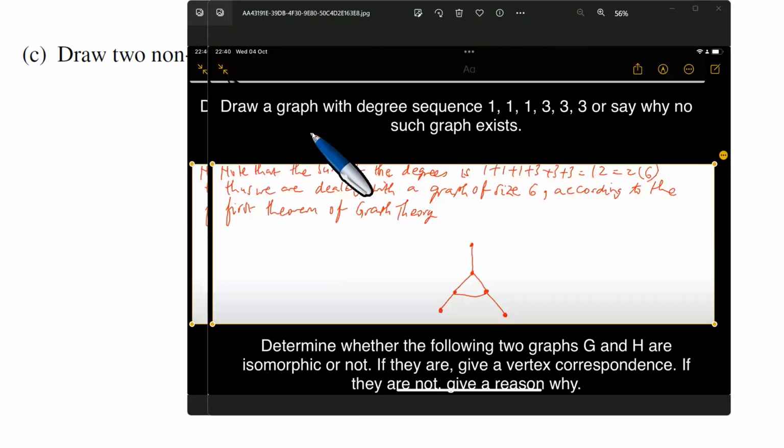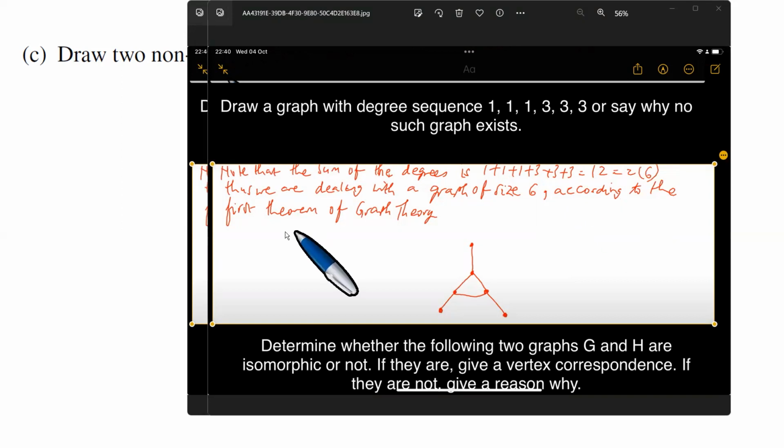So here we're to draw a graph with degree sequence, for instance, triple one and triple three, or say why no such graph exists. Obviously, we noted that if you add the degrees, the sum of the degrees is an even number. Thus we are dealing with a graph of size 6, because it's 2 times the size of the graph. What does it mean to speak of the size of a graph? Size is the number of the edges of the graph.